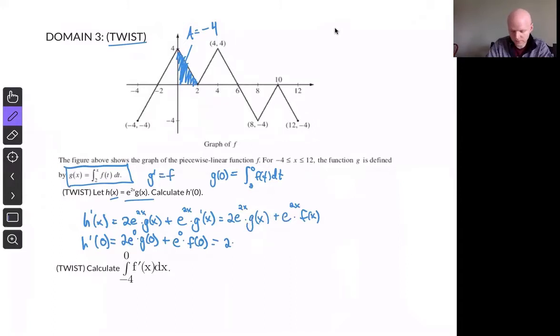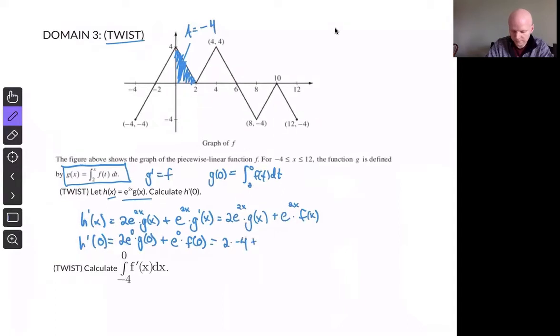So g of 0 is -4 plus, and then we have, again, e to the 0, which is just 1. And then we have f of 0, and f of 0 is +4, because this is the graph of f, and f of 0 is +4 up there. So altogether, we've got -8 plus 4, which is -4. So that's what h prime of 0 is.